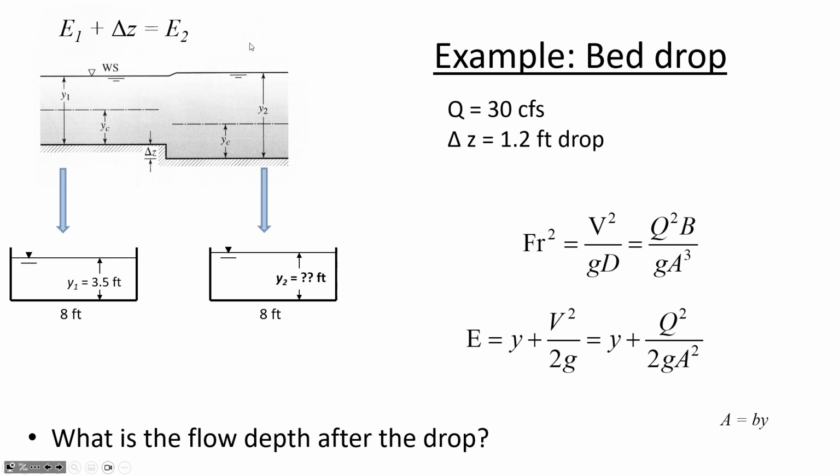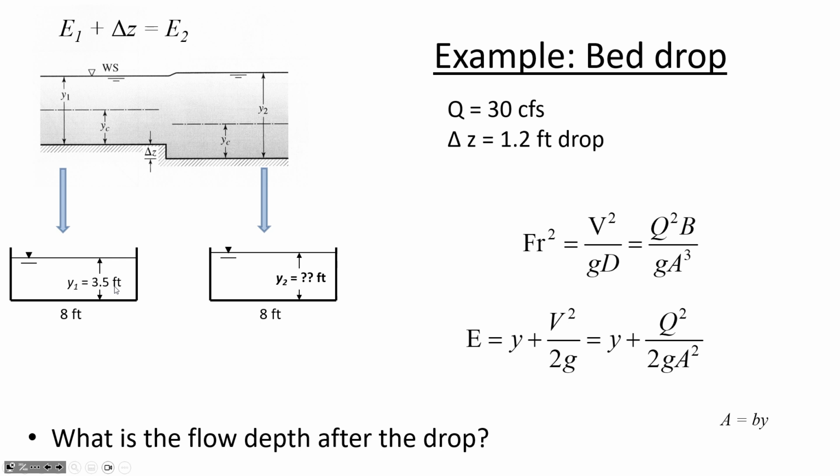Okay, so the Froude number at location 1 is going to be the flow rate squared times the top width divided by G times A cubed, and then all of that's to the 1/2 power. Okay, so the flow rate is 30 cubic feet per second. We'll square that. The top width in the channel is 8 feet. It's rectangular, so it's going to be 8 feet of top width. G is 32.2 feet per second squared.